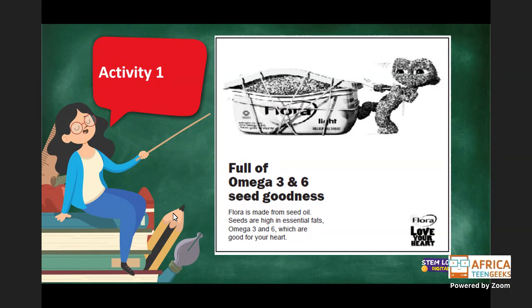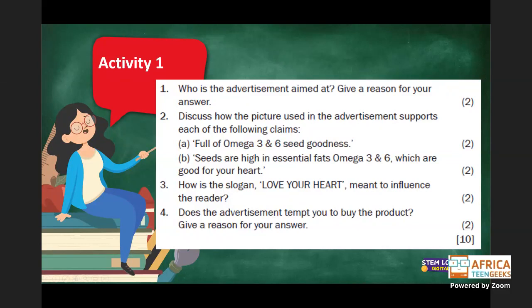Second question. Discuss how the picture used in the advertisement supports each of the following claims. A, full of omega-3 and 6 seed goodness. And B, seeds are high in essential fats, omega-3 and 6, which are good for your heart. Discuss. So remember, be guided by the amount of marks that you get, okay? So don't write the entire page because they say discuss. So you need to write a 2 marks worth of an answer.